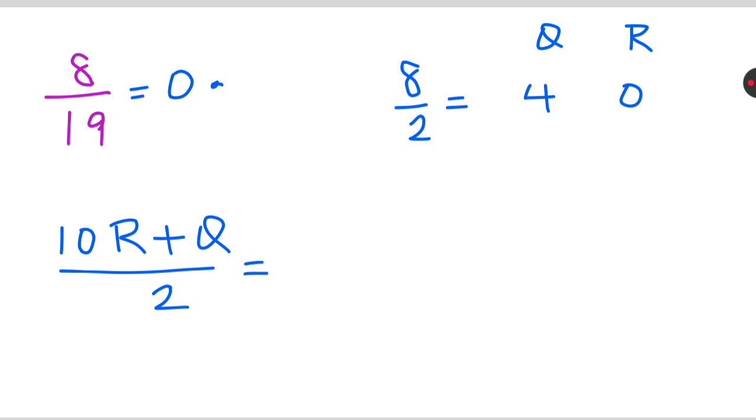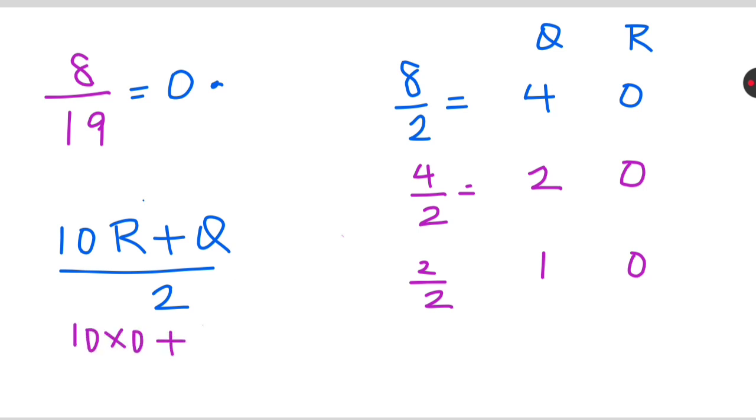So 10 times here the remainder is 0. So then 10 times 0 which gives 0 plus the quotient is 4 over 2. So now you have to take 4 over 2. So when you do 4 divided by 2, the quotient is 2, the remainder is 0. Now substitute these two in this formula. 10 times remainder is 0. 10 times 0 which gives 0 plus the 2 over 2. So now you have to take here 2 over 2. When you do 2 over 2, the quotient is 1, the remainder is 0. Again, you have to substitute this 1 and 0 in this formula. So the 10 times 0 is 0 plus the quotient is 1 over 2.